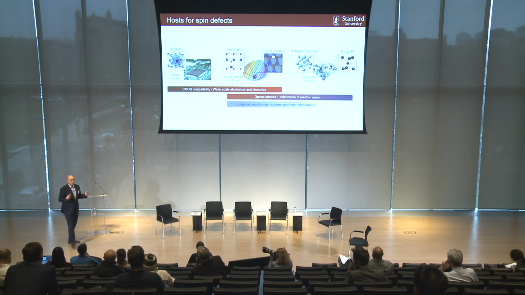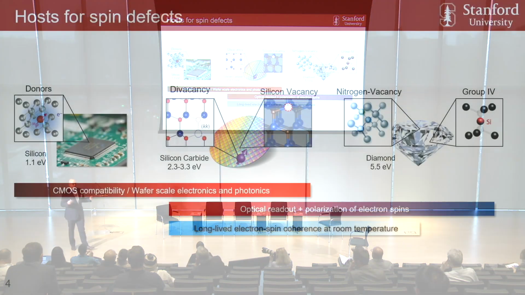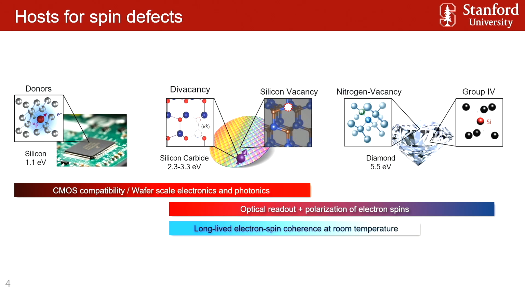So this silicon carbide, right, it's half silicon, half carbon. It sits in this middle ground between the amazing classical workhorse of the field, silicon, and the traditional quantum workhorse of diamond, where we have both CMOS compatibility in wafer scale electronics, and these long-lived qubits that we can play with.